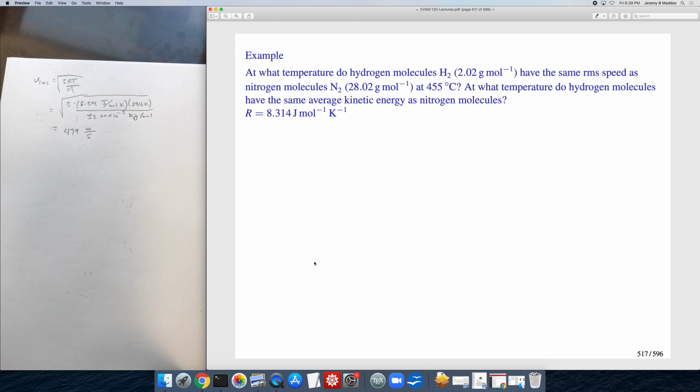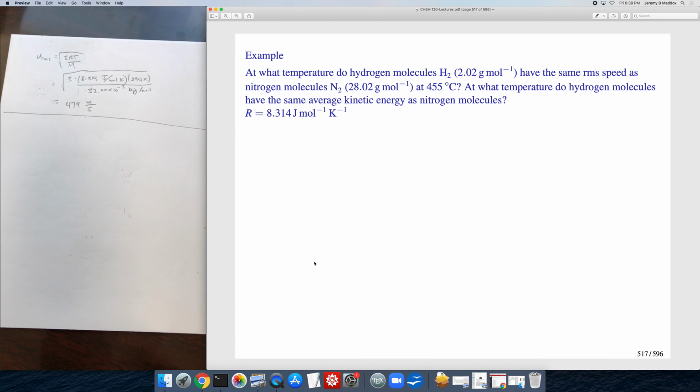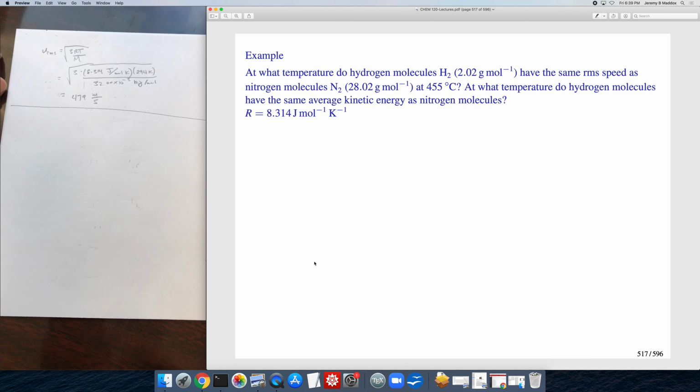Here, this next problem is a little trickier, okay? It's worded kind of funny, so that's one thing that makes it hard. But once we understand it, it's not too bad. At what temperature do hydrogen molecules have the same root mean square speed as nitrogen molecules at 455 degrees Celsius?